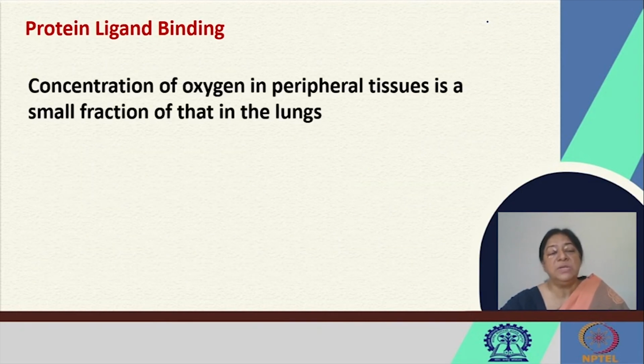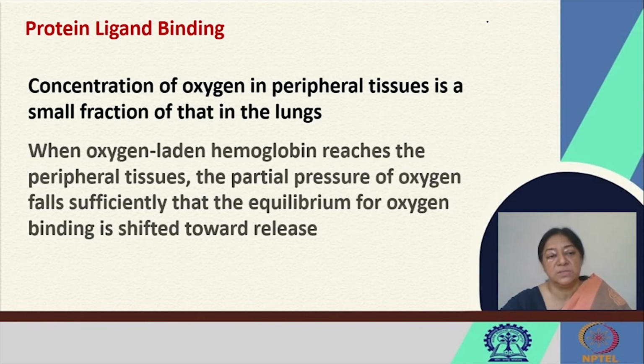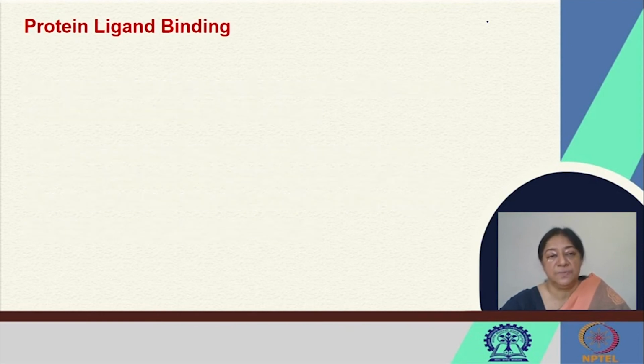If we look at the protein ligand binding cases, the concentration of oxygen in peripheral tissues is a small fraction of what is there in the lungs. So when oxygen-laden hemoglobin reaches the peripheral tissues, the partial pressure of oxygen falls to such a level that the equilibrium for binding is shifted towards the release of the oxygen.